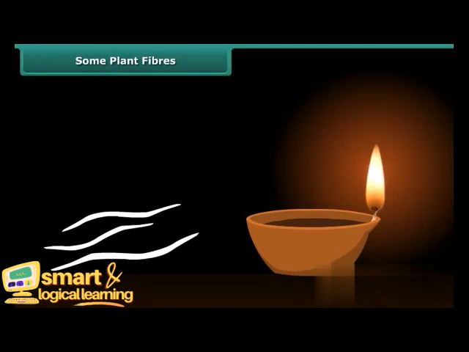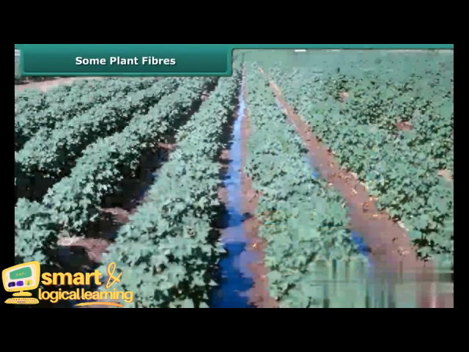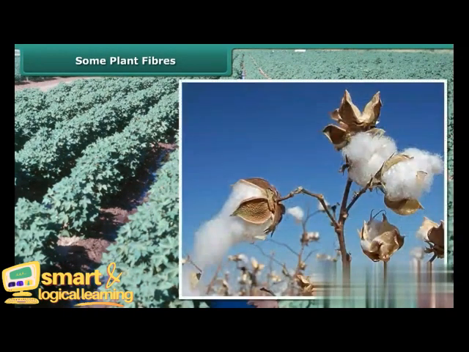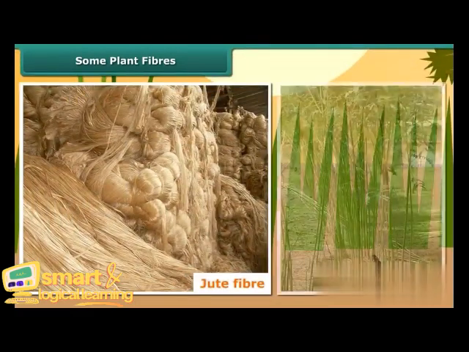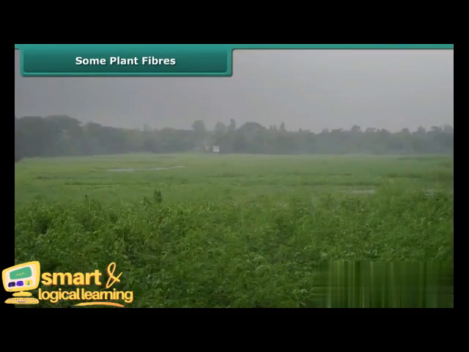Some plant fibers. Have you ever made wicks of earthen lamps during the Diwali festival or other occasions? Do you know that they are made up of cotton? This cotton is obtained from cotton plants which are grown at places having black soil and warm climate. The fruits of the cotton plant, after maturing, burst open and seed-covered cotton is obtained. Jute fiber is obtained from the stem of the jute plant. It is cultivated during the rainy seasons.